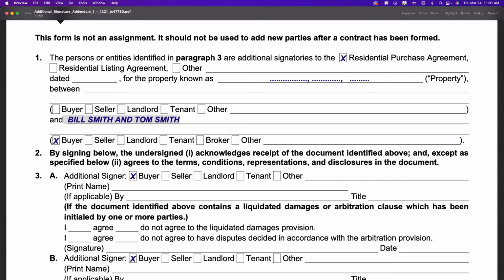Let's see. We got here a question in the chat that says, does it matter what order come first, buyer or seller?